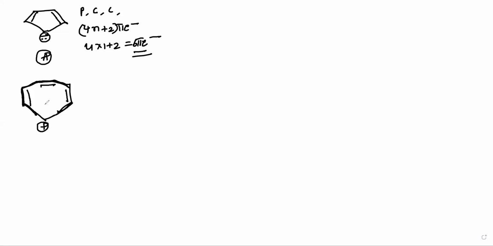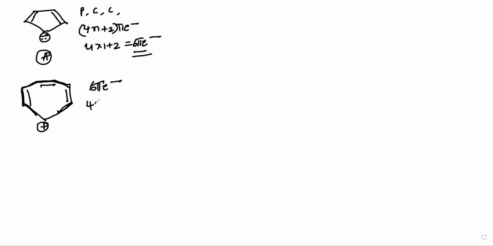Okay, then observe here, the positive charge and these pi bonds are in conjugation, all are in conjugation. But how many pi bonds are there? 3 pi bonds means 6 pi electrons are present.